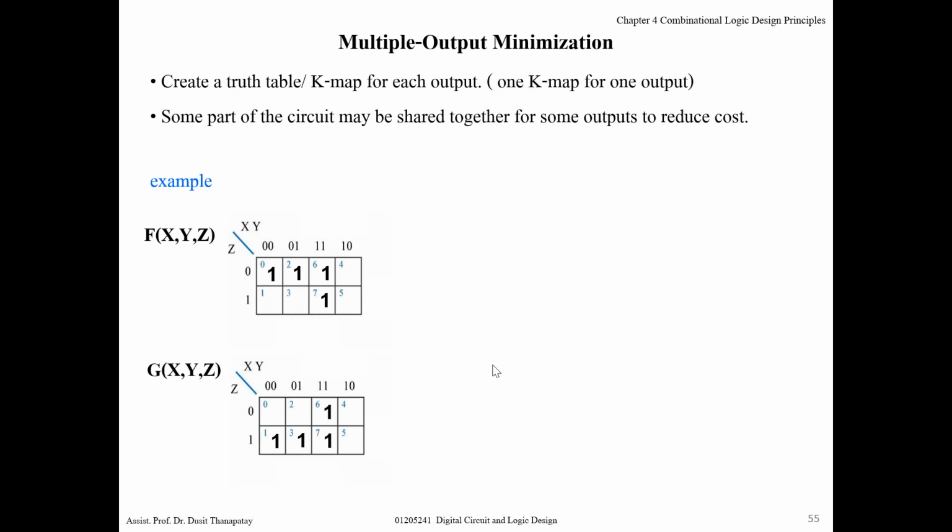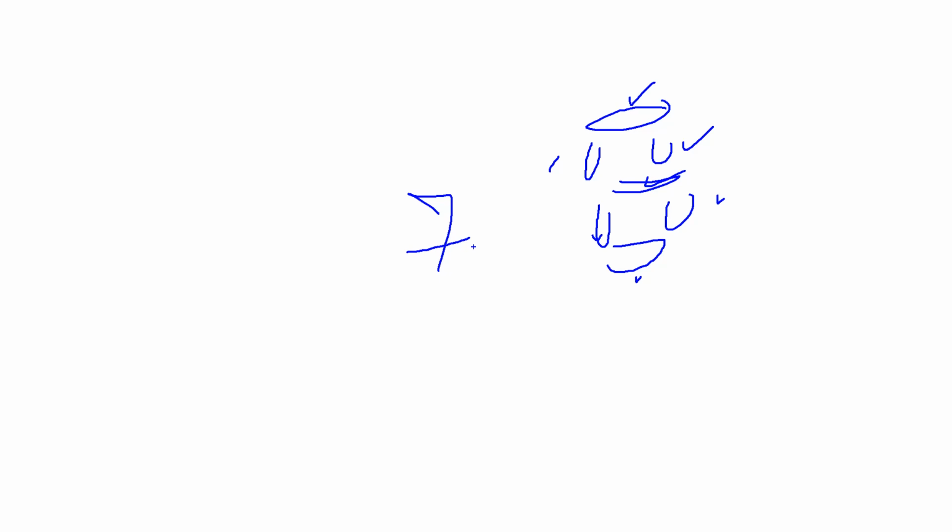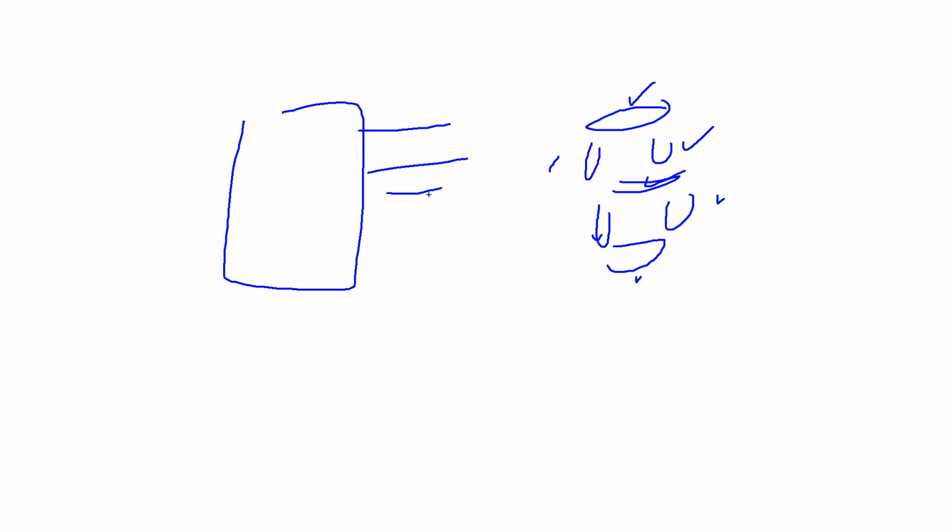Okay, now the last topic of this chapter is this one. Multiple output. In practical, for example, in this case, 7 segment. This segment is LED. There are 7 LED. That means the digital circuit should have 7 outputs connected to each segment of this. Okay, multiple output. How to design?